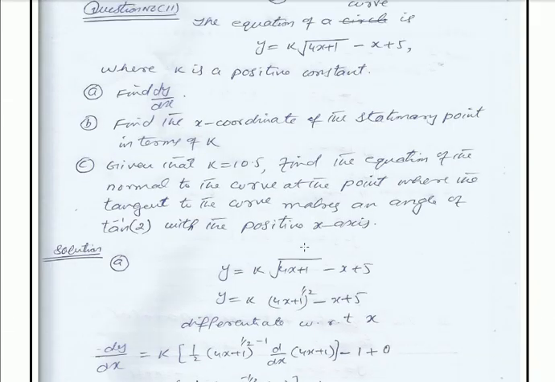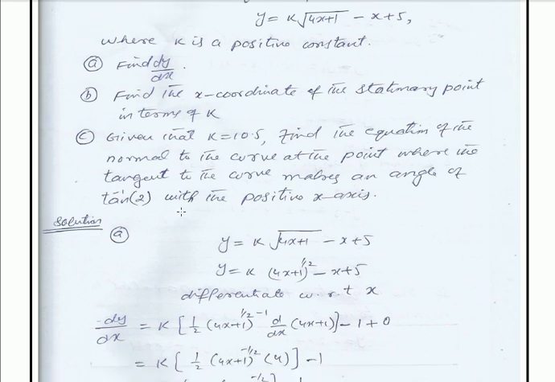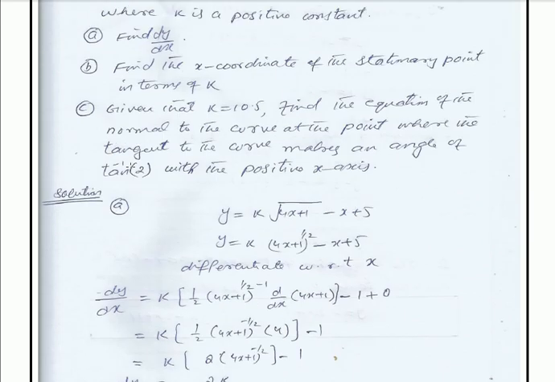So part C, given that k equal to 10.5, find the equation of the normal to the curve at the point where the tangent to the curve makes an angle of tan inverse 2 with the positive direction of the x-axis. Now we shall find the equation of the normal when k is equal to 10.5 and the tangent angle is equal to tan inverse 2.